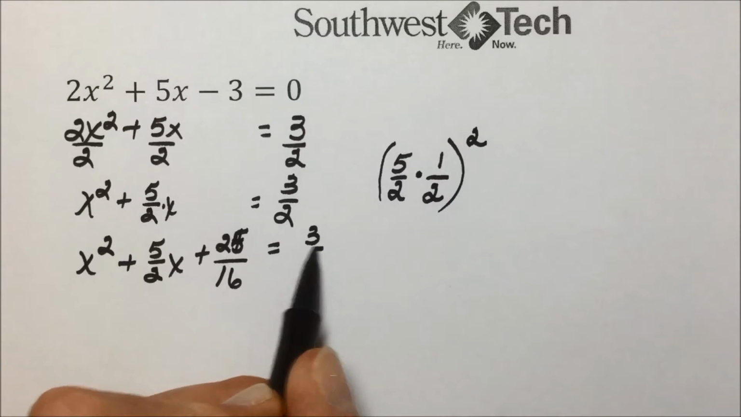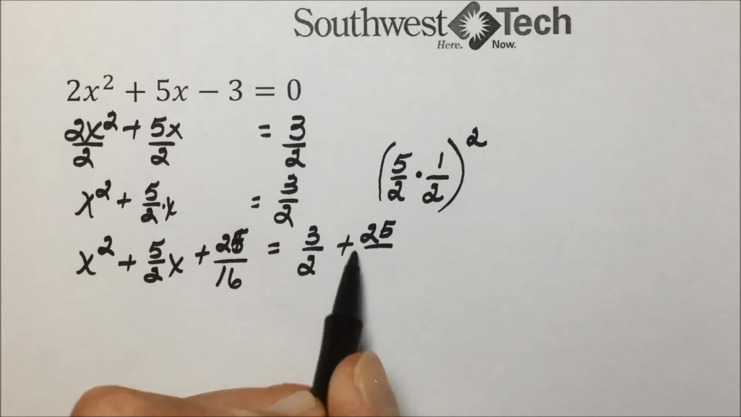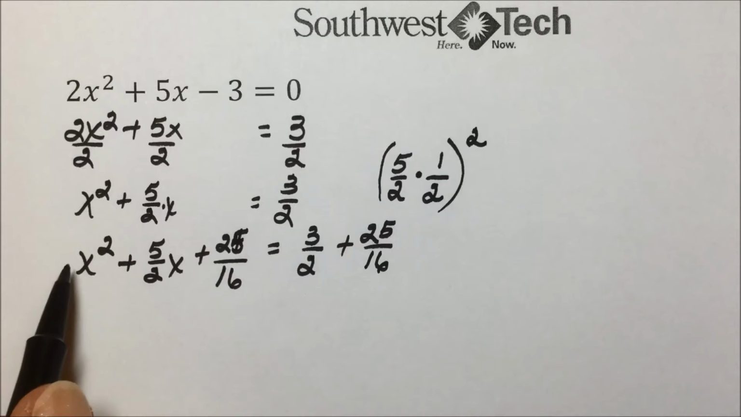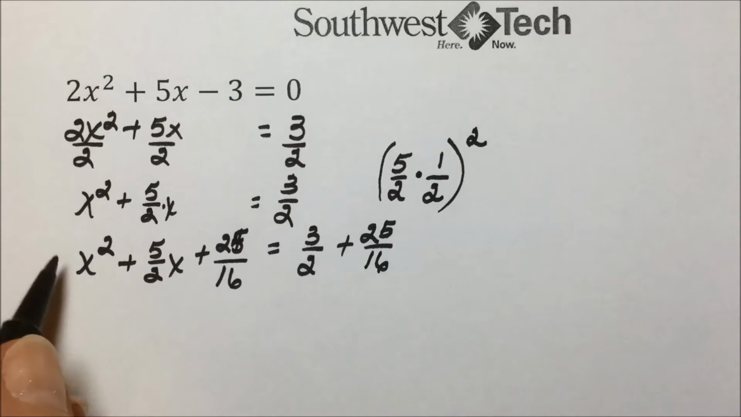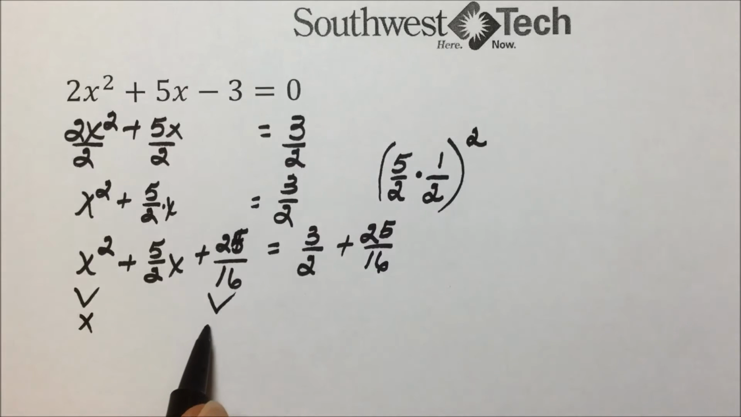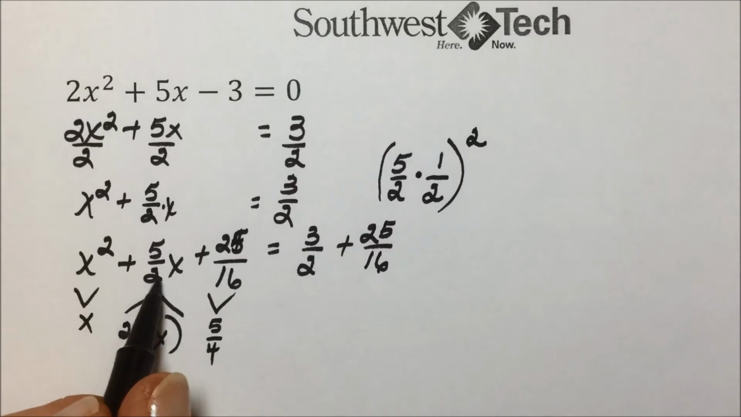And what we do to one side, we need to do to the other. So we will add that 25/16 to the other side as well. We now have a perfect square trinomial where the square root of the first term is x, the square root of our constant term is 5/4. Multiply the two together would give us 5/4 x. Double it, cancels out the 2 and gives us the 5/2 x.